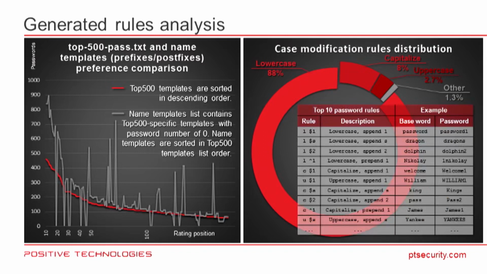Here I'm showing you the following. The red chart is the distribution of the base words from the top 500 according to statistics. In gray we have the name transfers and how people use the names in passwords. They've been put in order. As far as we can see here, different rules are applied. So if we would like to take the first 100, you need to remember which base words are used here.